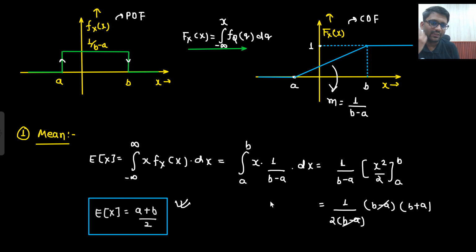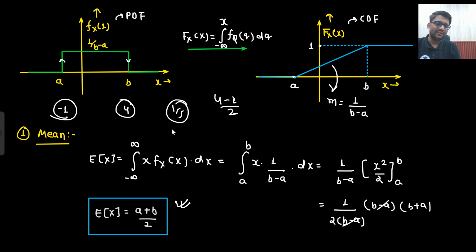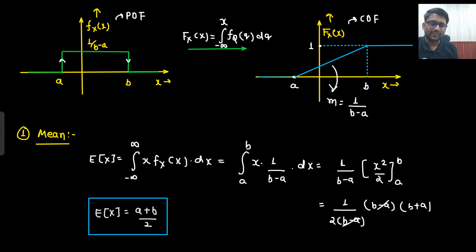So right in the middle of this, let's just say this was minus 1 and this was 4. First let me know what will be the value of this k. This width is 5, so the height should be 1 by 5. So the value of k would have been 1 by 5. And what if I ask you what is the mean? So mean will be 4 minus 1 divided by 2, this addition divided by 2. So mean will be 3 by 2, which is 1.5. Okay, so expectation of x is a plus b by 2. Well and good, this you should be remembering.